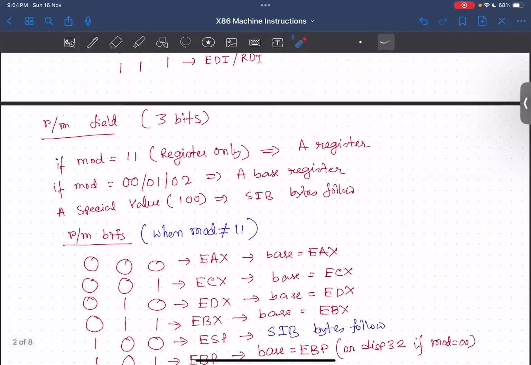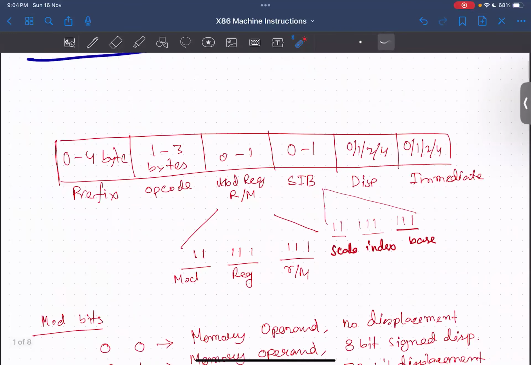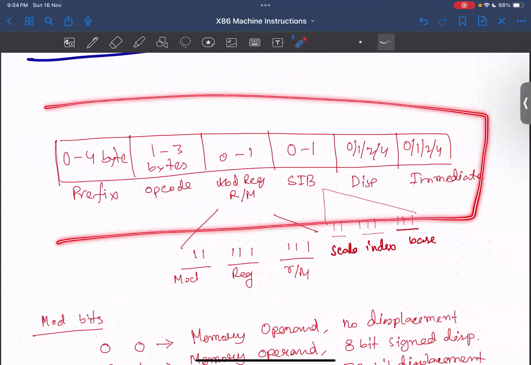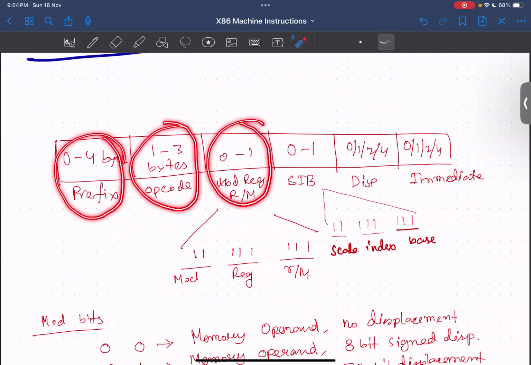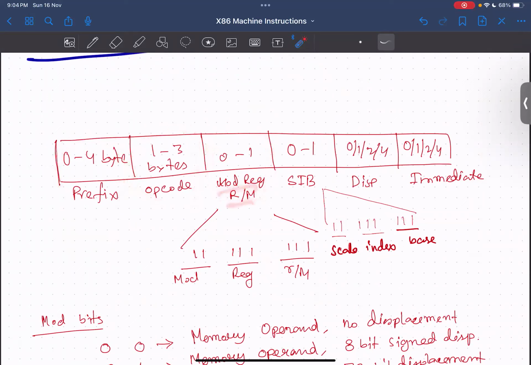So again, to reiterate, this is how the x86 machine level instruction representation works. You have an optional prefix, opcode, followed by 1 byte of optional ModRM. Then you have another 1 byte of scale index base. So similar to the ModRM, scale will be the first 2 bits, depending on what value, like 00, 01, 10, or 11. The scale will be like multiplied by 1, multiplied by 2, and so on.